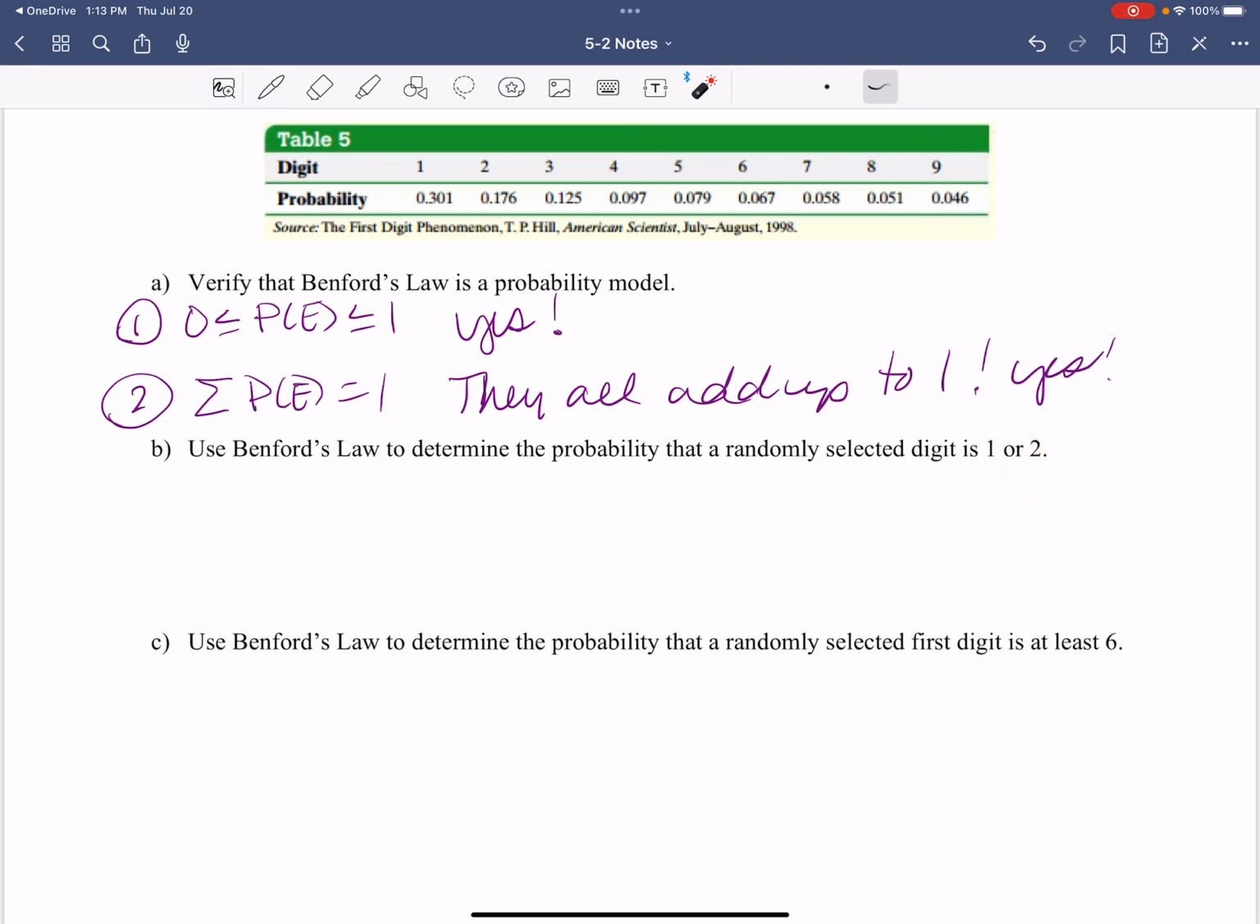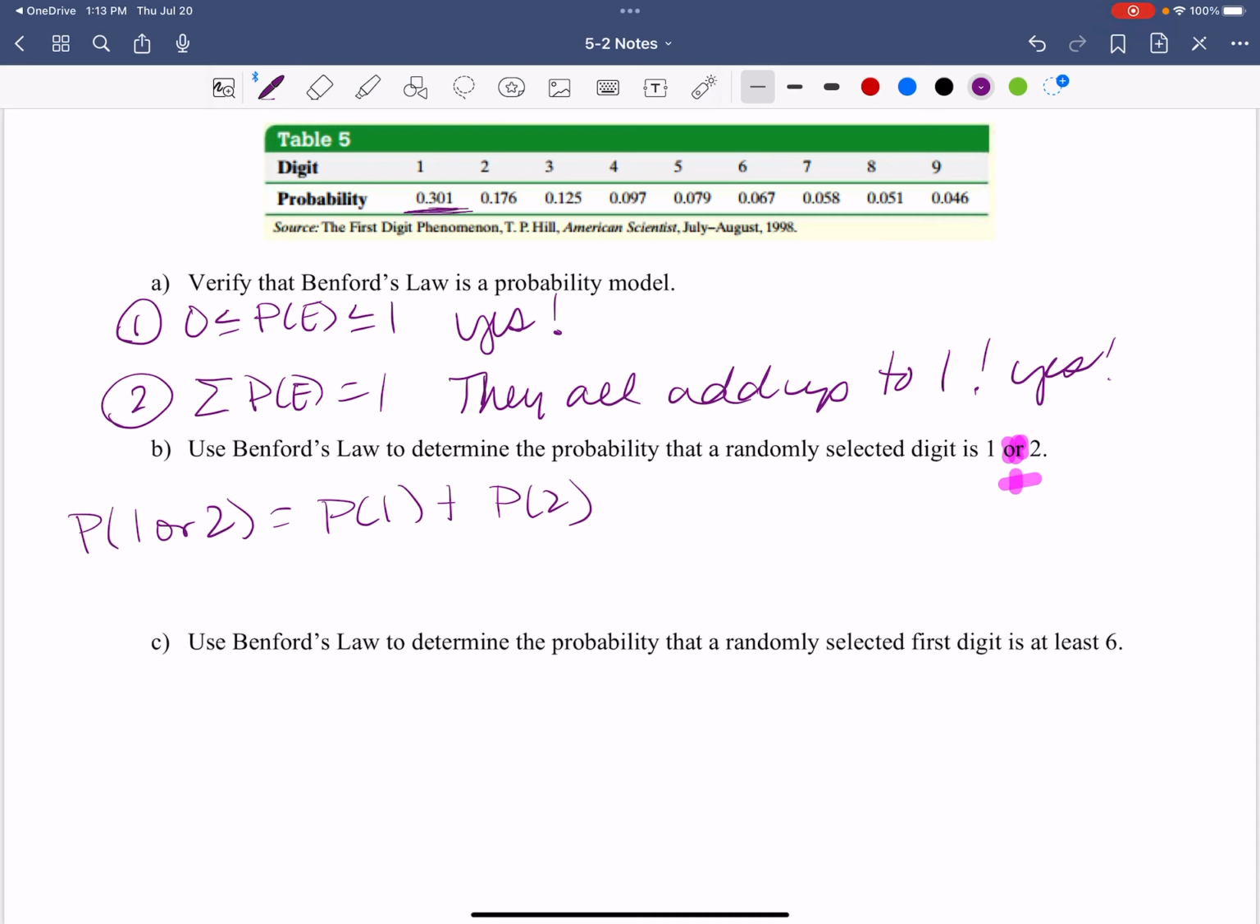Or 2. And what did we just say whenever you see that two-letter word? What do you think of? You think of addition. Yes, okay. So let's do it right now. The probability of 1 or 2 is the probability of 1 plus the probability of 2, because that little two-letter word means addition. So look at what we've got here.